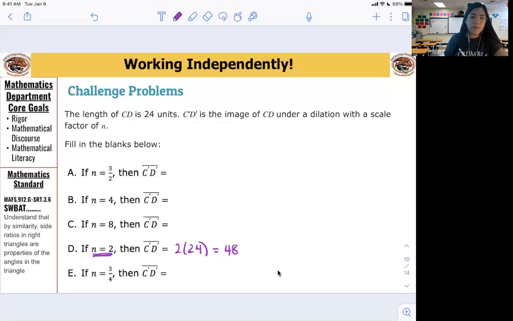Simple. Miss, I hadn't read that. I thought we were looking for a way to find n. Oh my gosh, no, they gave us n. You got to find everything else. I was so confused. If n is 3 halves, what's 3 halves times 24?